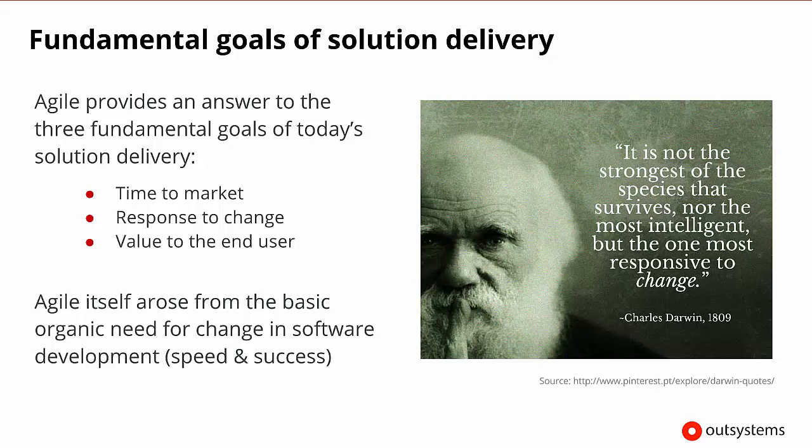So, what are the fundamental goals of solution delivery, and why should we choose an agile approach to address them? Well, there's an interesting quote from Darwin about natural selection which sort of applies. It's not the strongest of species that survives, nor the most intelligent, but the one most responsive to change. So from a Darwinistic perspective, Agile principles seem to be on the right path as they address the three fundamental goals of today's solution delivery: fast time to market, ability to respond to change, and being driven by the business value.